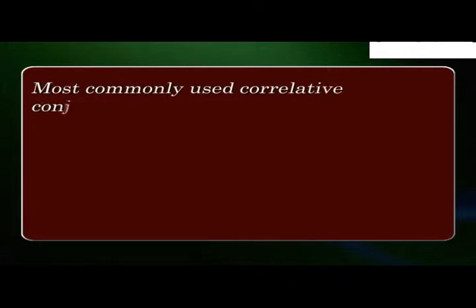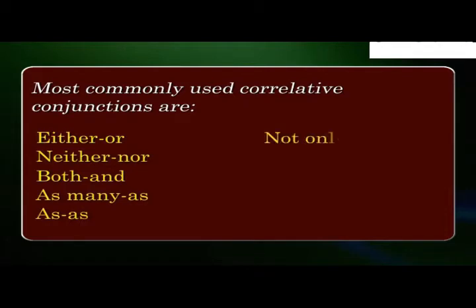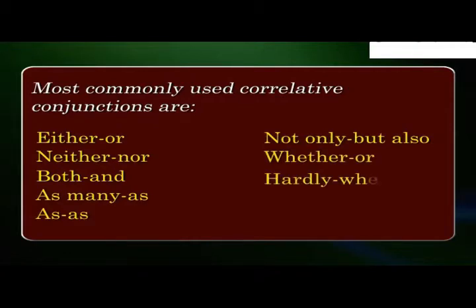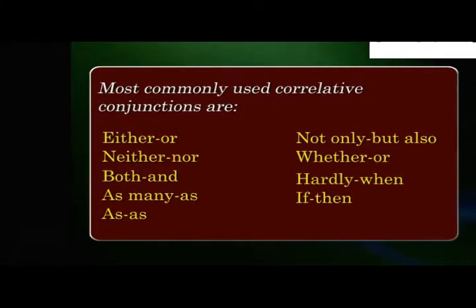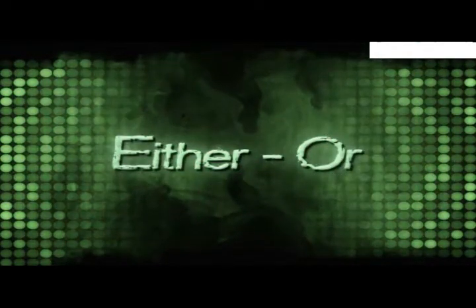Correlative conjunctions are classified into 9 categories. Either or, neither nor, both and, as many as, not only but also, whether or, hardly when, if then. In this module, we will learn about use of correlative conjunction either or in sentences.